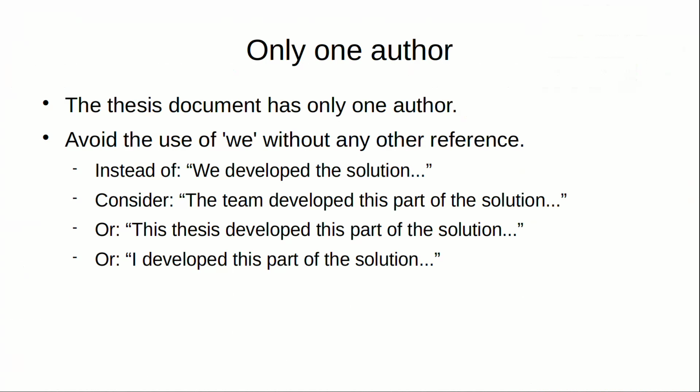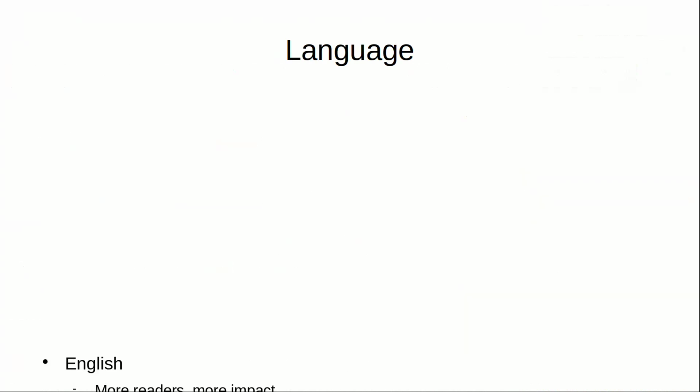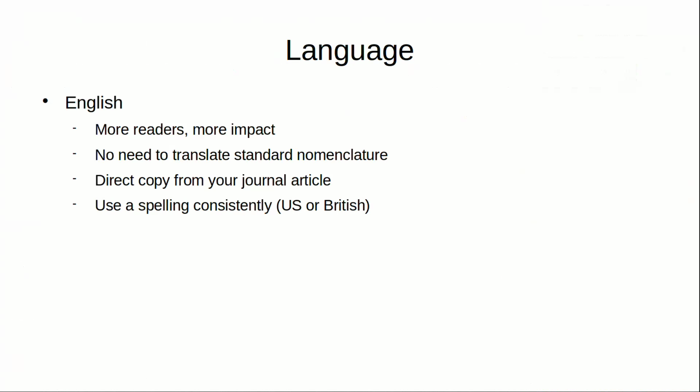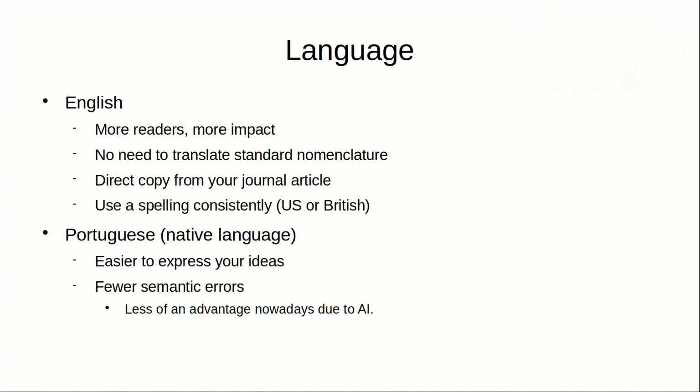Now, what about language? English or Portuguese? That's a good question. The guide discusses the pros and cons of both. Writing in English gives you a wider audience, and you don't have to translate scientific terms. It also makes it easier to integrate text from English language journals. English is kind of the lingua franca of science, right? It is. But the guide acknowledges that writing in your native language can make it easier to express complex ideas and might lead to fewer errors. So it's a trade-off.